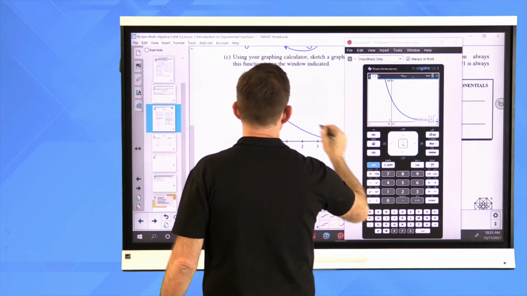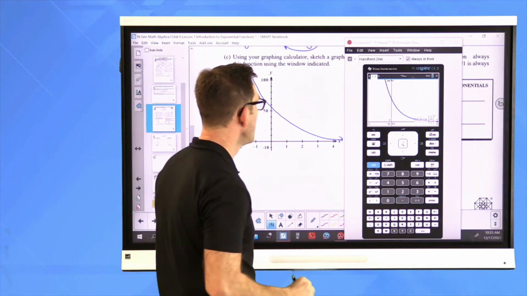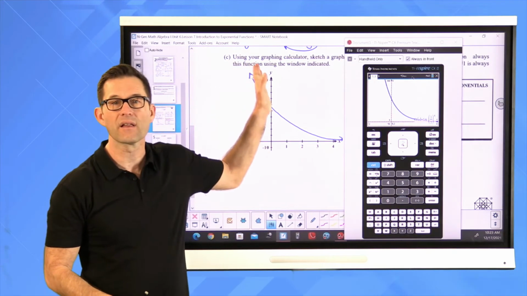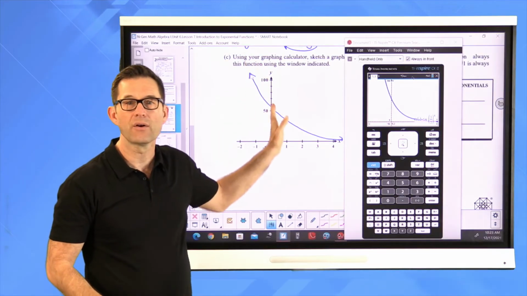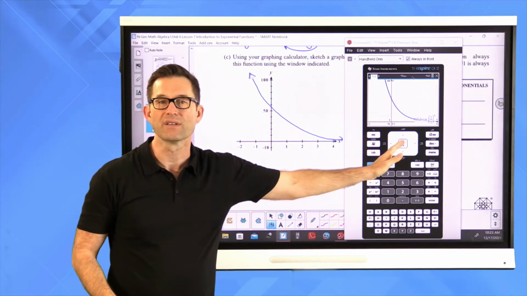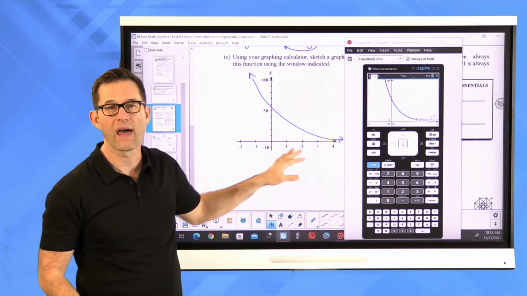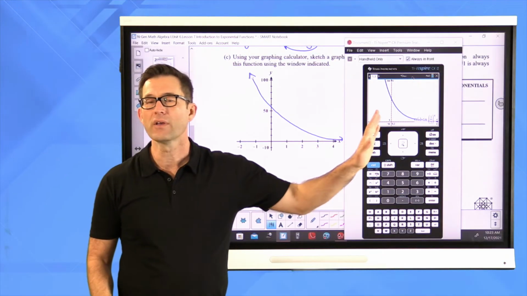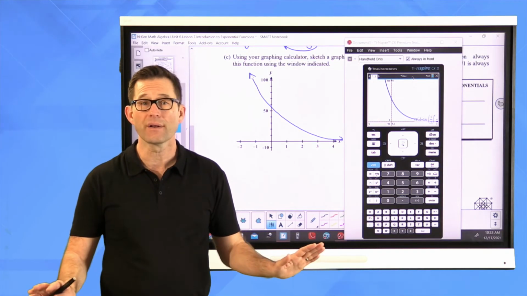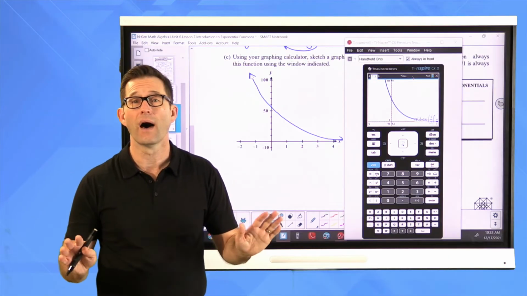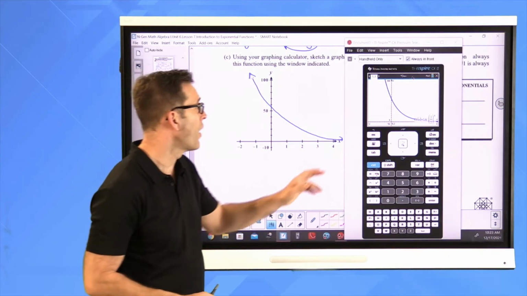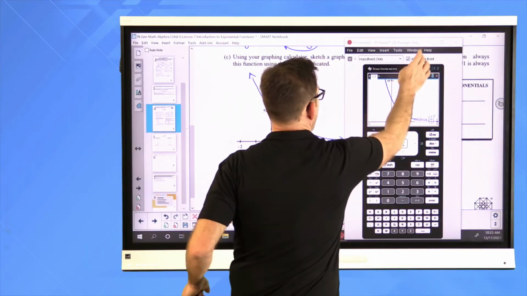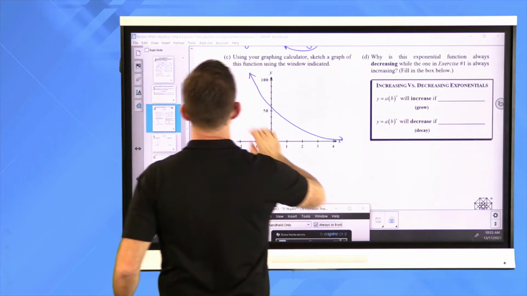I don't need to have it perfect. I'm looking for that hockey stick-like graph. It starts up here, decreases and flattens out as it goes to the right. Before it was flattening out as it went to the left. Again, certainly not a straight line, certainly not linear. Now, for probably the most important part of this problem, let's talk about letter D.